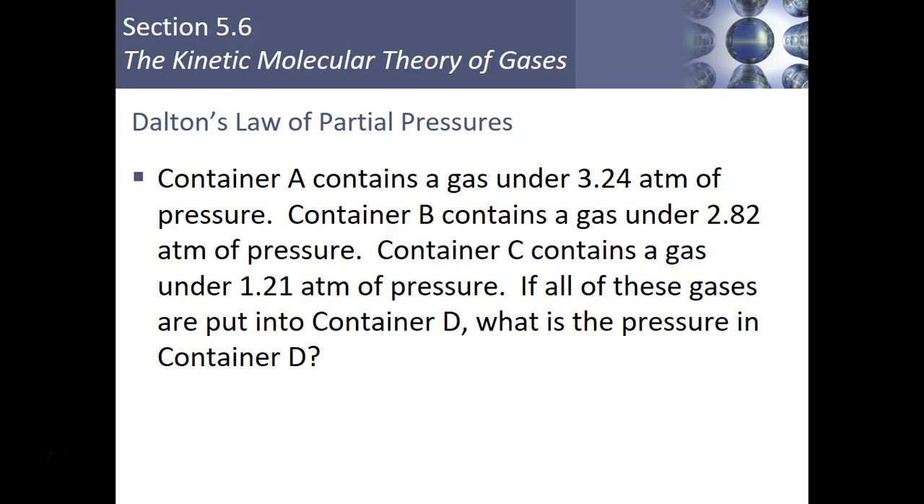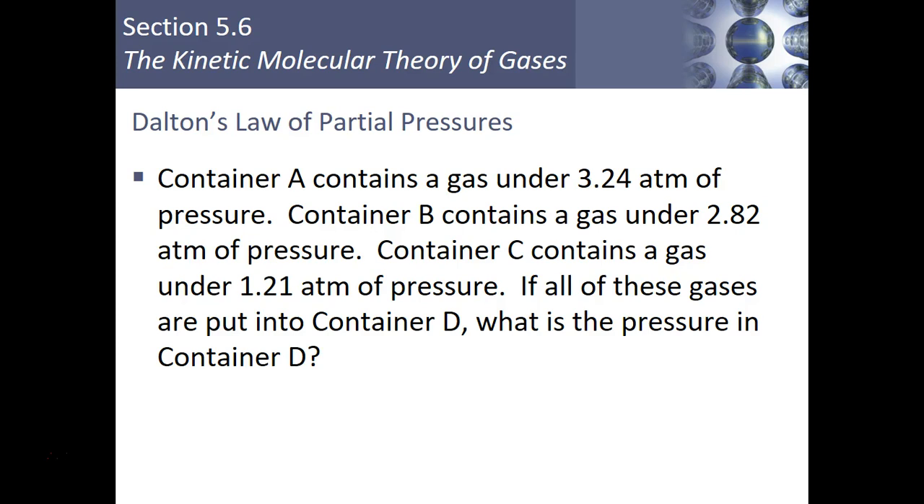Let's go ahead and look at a sample problem. Container A contains a gas under 3.24 atmospheres of pressure. Container B contains a gas under 2.82 atmospheres of pressure. Container C contains a gas under 1.21 atmospheres of pressure. If all of these gases are put in a container D, what is the pressure in container D?